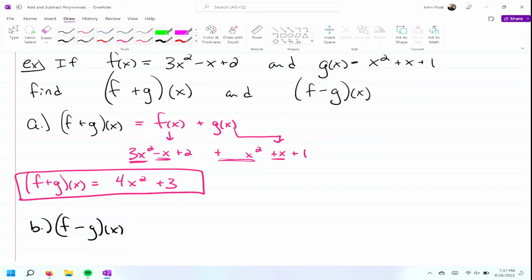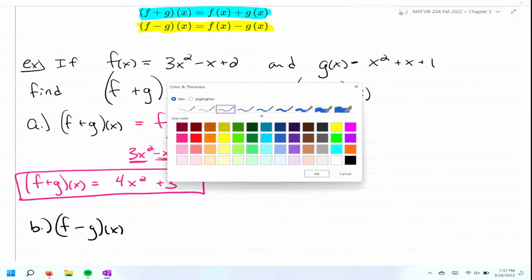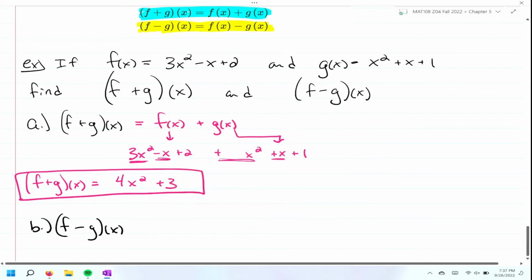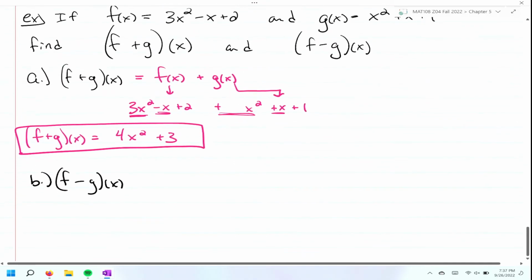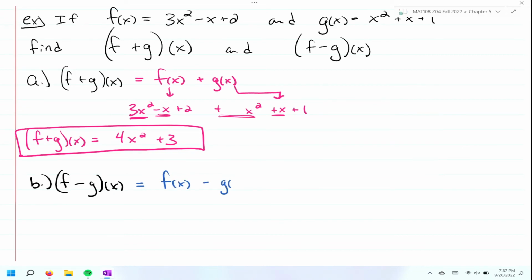So let's use a different color here. We're going to use blue. And I'm going to make the marker a little bit thicker so we can see it. So this is going to equal f of x minus g of x, okay? And to be honest with you, it wouldn't be a bad idea if you came up into your problem right here, okay?